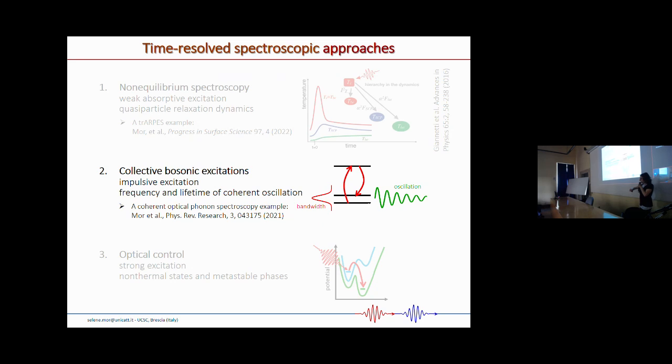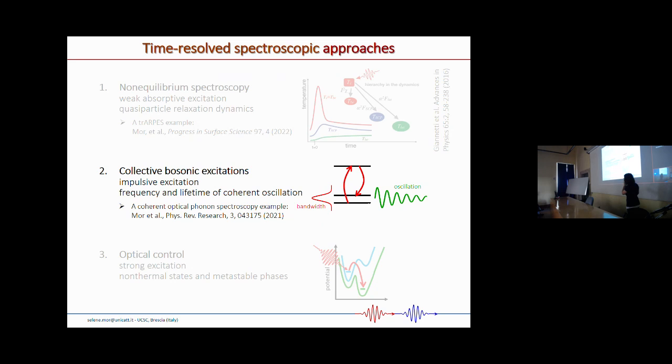Okay, I'm coming now to the second approach, which is, ideally, you can probe and/or pump and/or probe collective excitations. The basic idea is that, to be really selective in the excitation, you typically use an impulsive excitation, so no actual absorption is needed. Then the probe pulse has to record the frequency and the lifetime of macroscopic oscillations that are induced in the system.